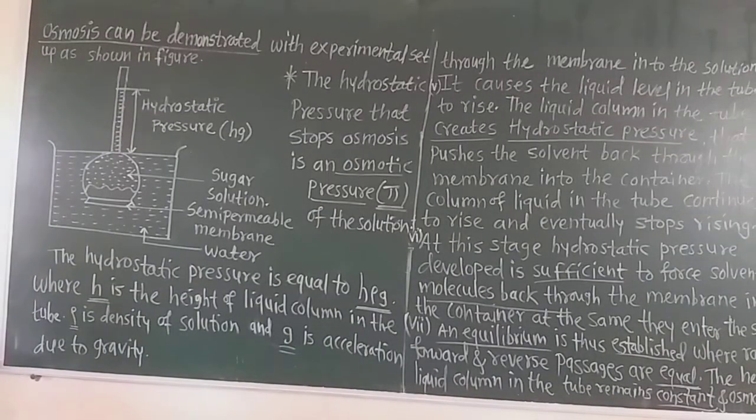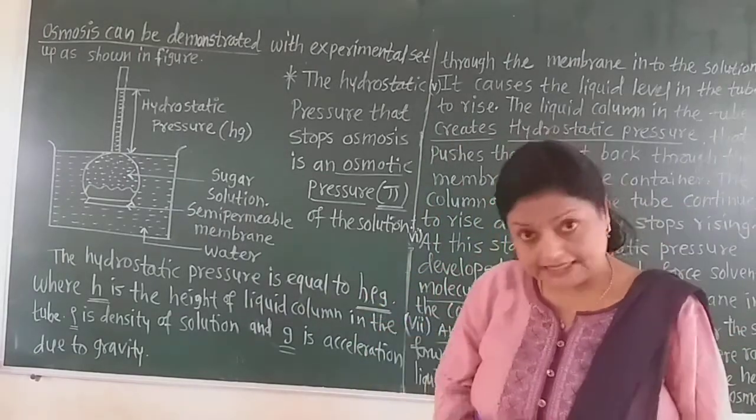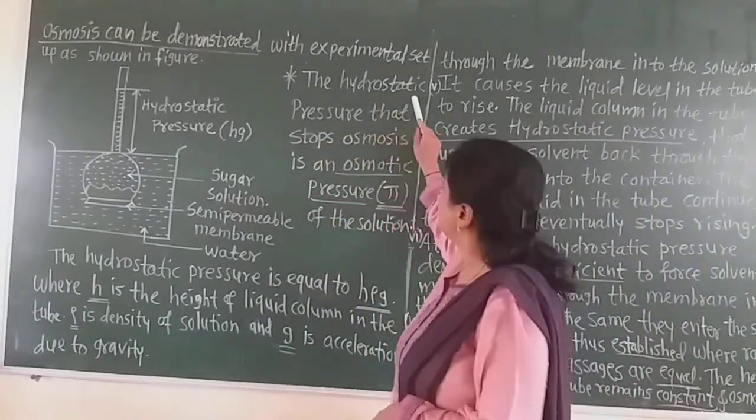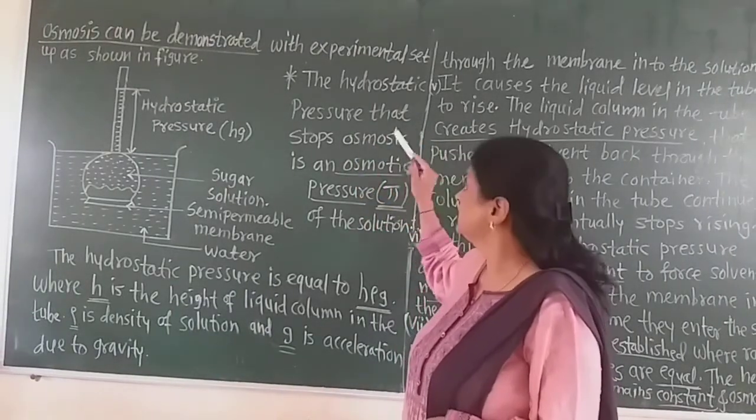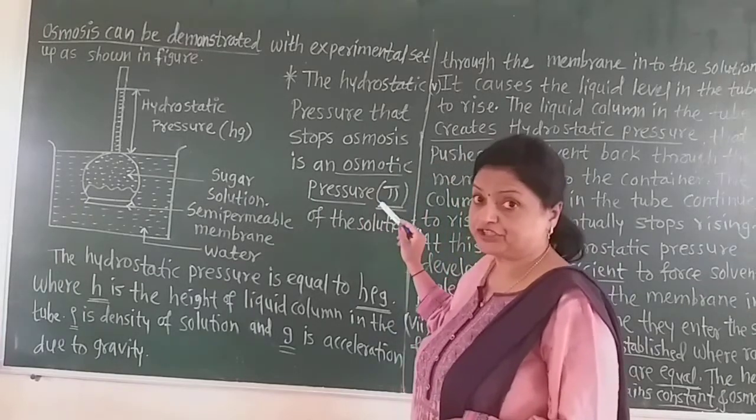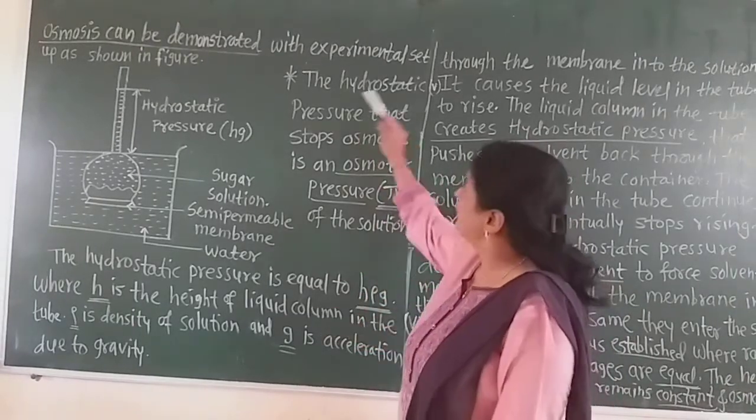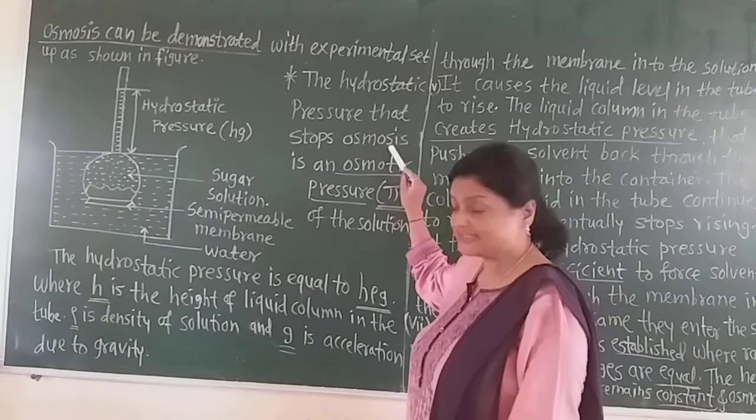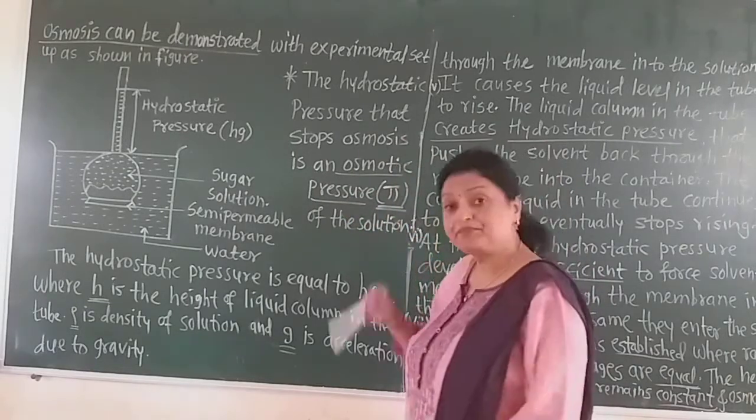Now again, pay attention students on the blackboard. What is this osmotic pressure? We learn the definition first. The hydrostatic pressure that stops osmosis is the osmotic pressure of the solution, denoted by the symbol pi.